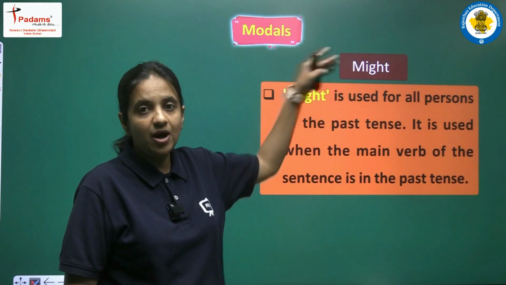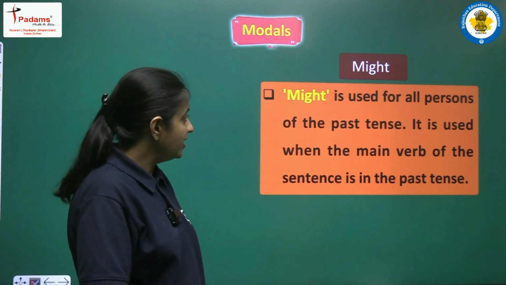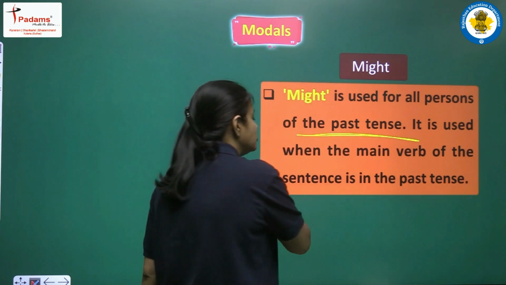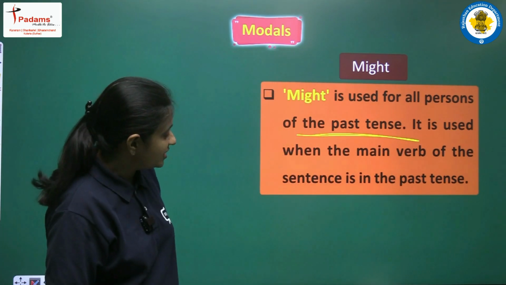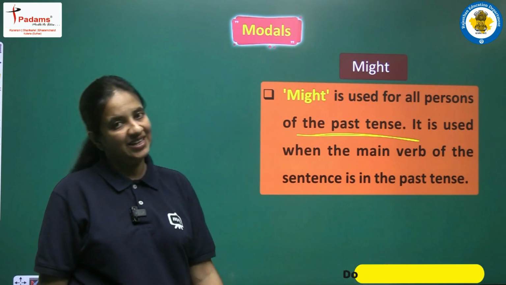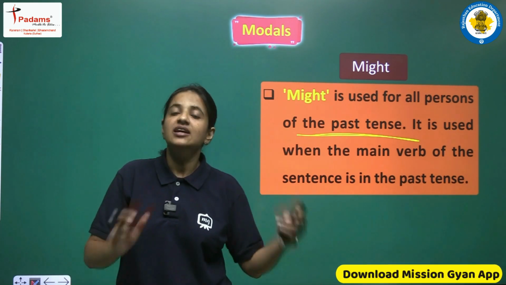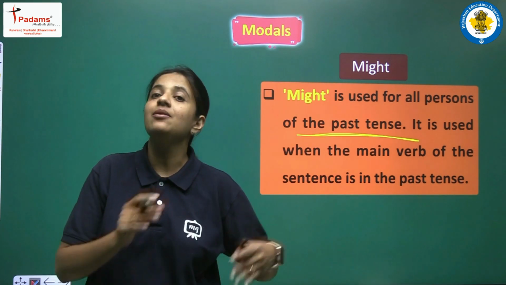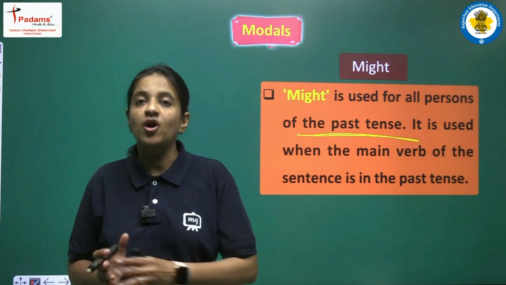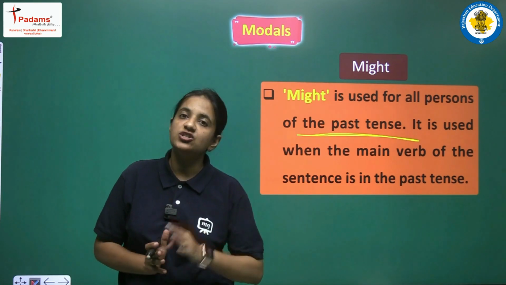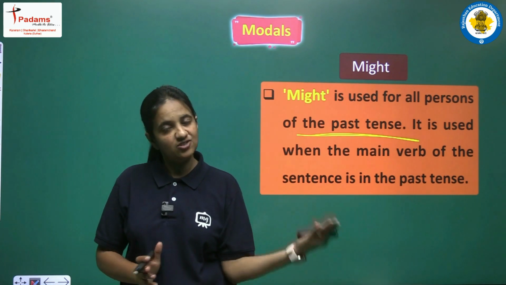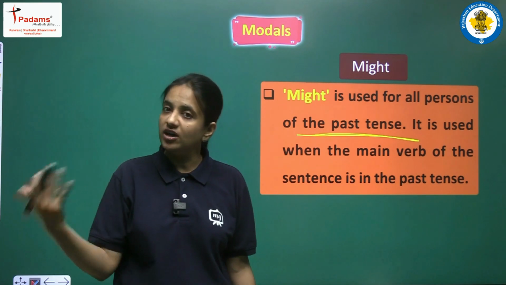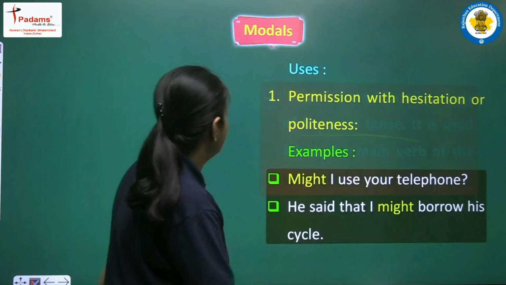So now we will talk about might. So let's see. Might is used for all persons of the past tense. It is used when the main verb of the sentence is in the past tense. So here we can notice one thing, that could is the past form of can. Similarly, might is the past form of may, okay? May is used in present tense, or we can say in future tense also, but might is used in past tense, and yes, for all the persons. Alright, so let's see the uses.